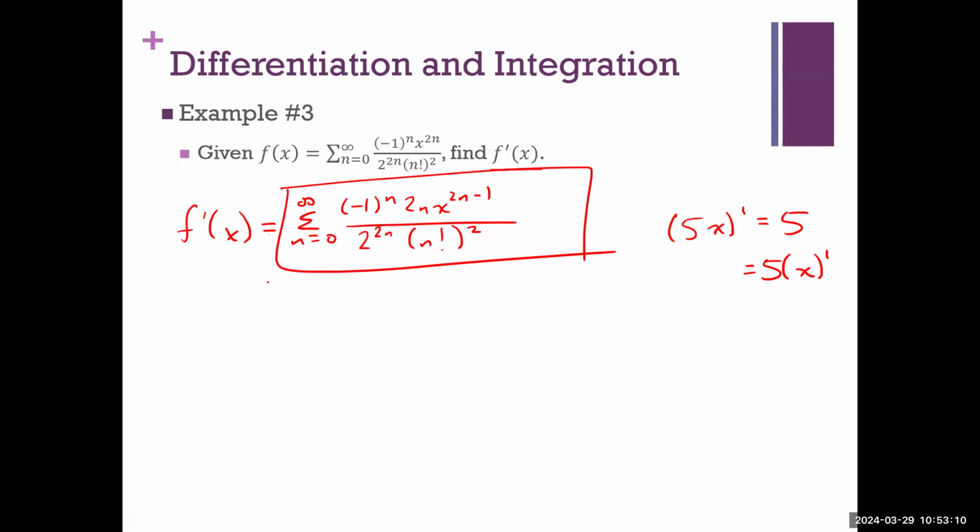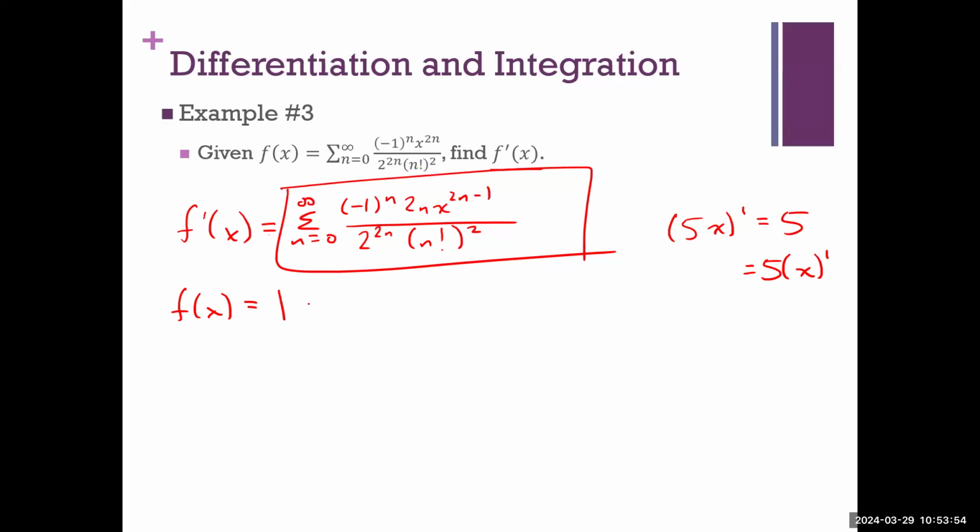Would it be helpful if we wrote out some terms and took the derivative term by term to show that this actually works? So what's f of x? Let's write the first few terms out. What's the first term of this power series? Is it just 1? Someone double check me. I think -1 to the 0 is 1, right? x to the 0 is 1. 2 to the 0 is 1. 0 factorial is 1. Okay, so the first term is 1.